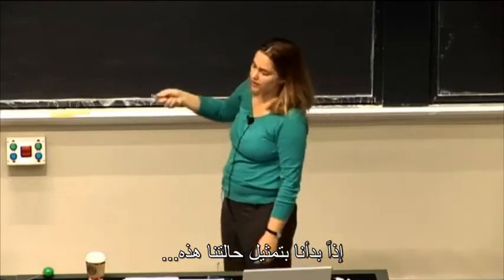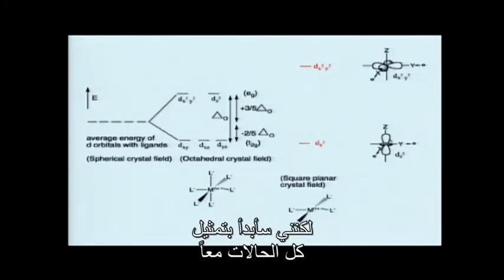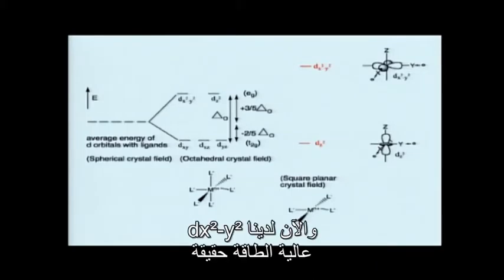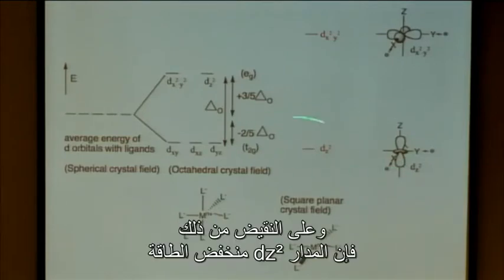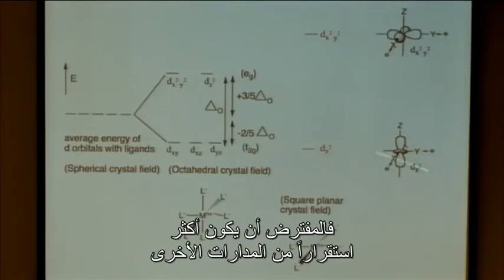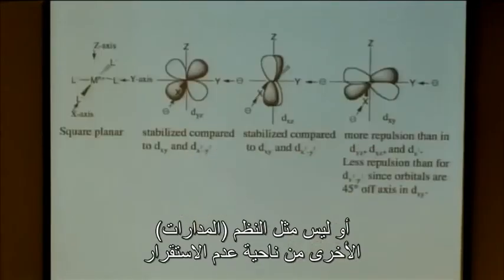So then if we start building up our case, and this diagram is, I think, on the next page of your handout, but I'm going to start building it all up together. So now dx squared minus y squared is really high up. It's very much more destabilized than anybody else. dz squared, on the other hand, is down. It would be stabilized compared. It's not nearly as destabilized as the other system.